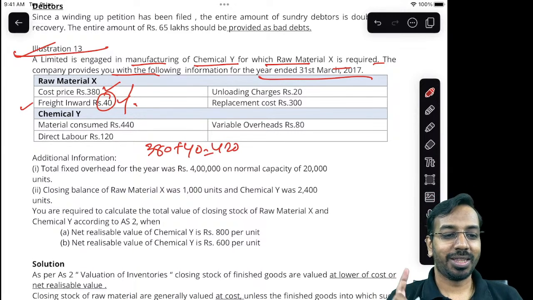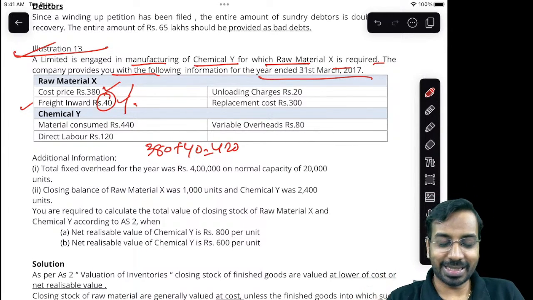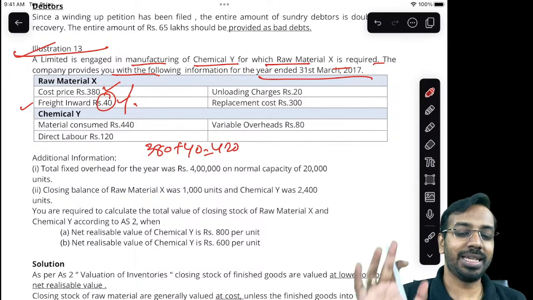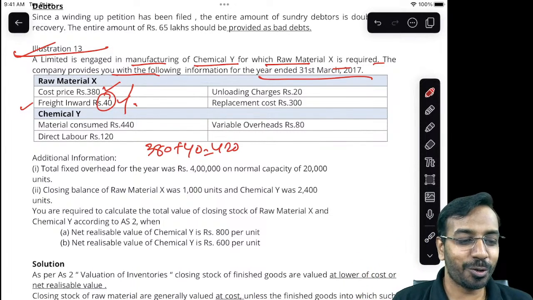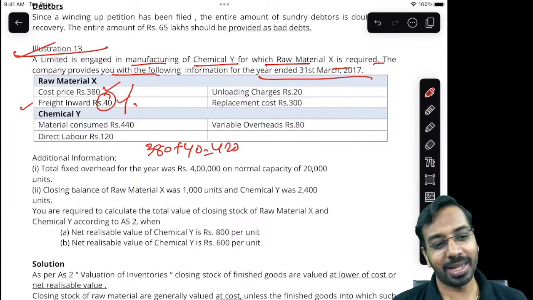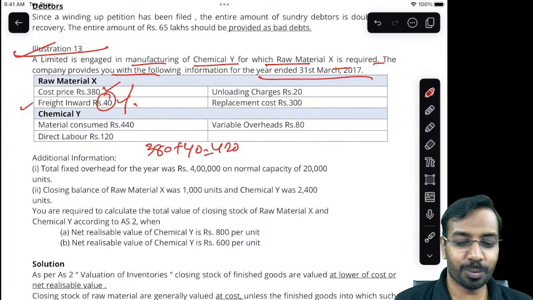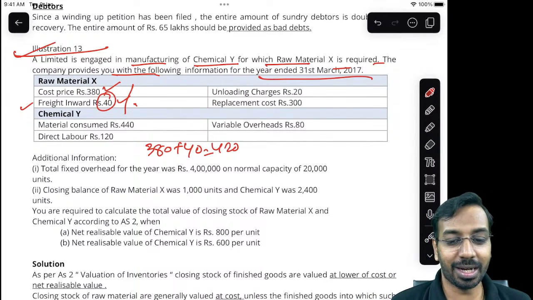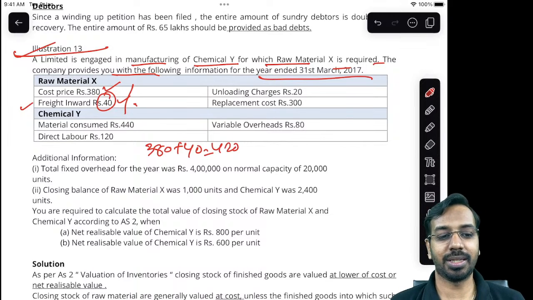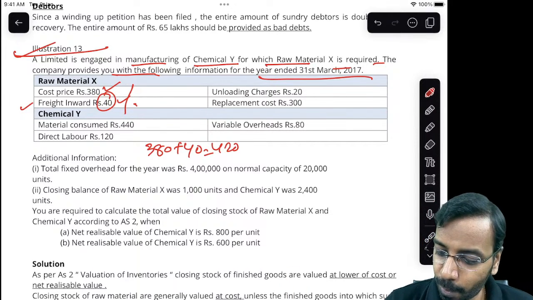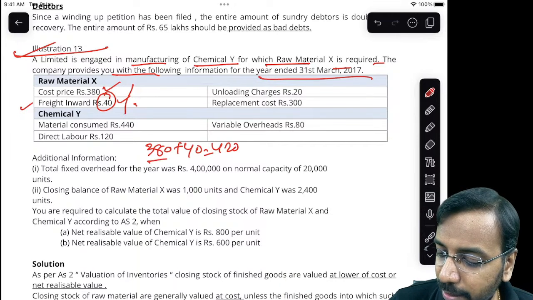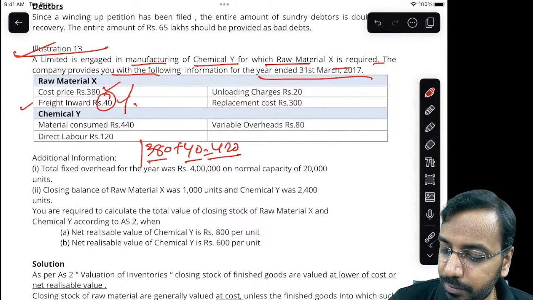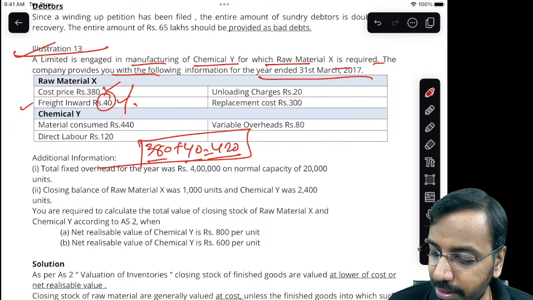And let me tell you, this is one question where I've seen students in the examination making maximum mistakes in inventory questions. We find it so simple, so logical, but still, because of some fear factor, some lack of clarity, or being unable to read the question, we make mistakes in the exams. And sometimes these questions are lengthy also, right? So 380 plus 40, 420. This is the cost of X.